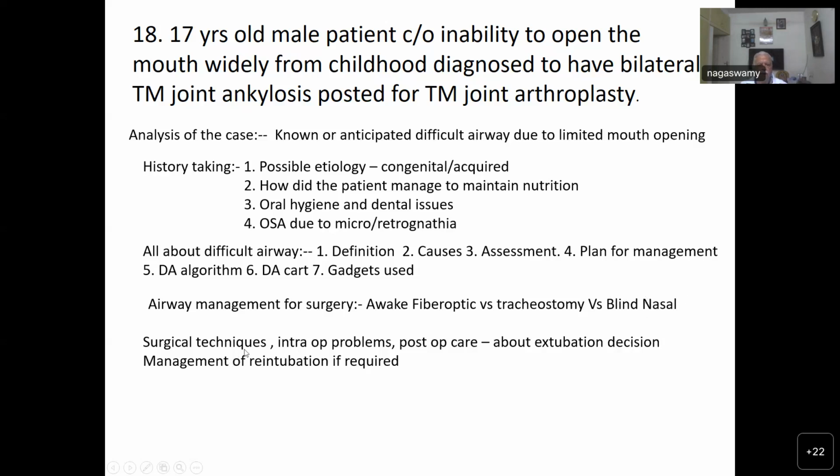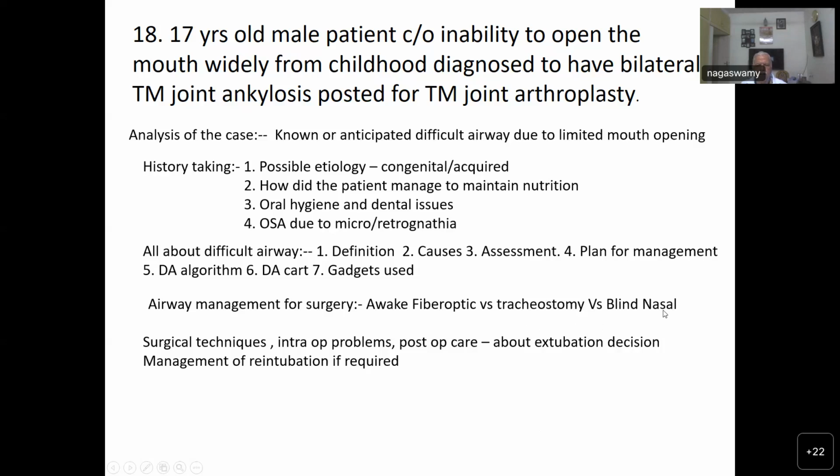The surgical techniques are gap arthroplasty, and nowadays they replace the temporomandibular joint itself with a titanium prosthesis. So that much advancement has come. The success of the surgery is getting adequate mouth opening. At least 3 finger breadths of mouth opening should be achieved. At the end of the surgery, if the patient is on tracheostomy, you can safely continue with the tracheostomy to allow the patient to breathe spontaneously, reverse, and then decannulate after 24 to 48 hours.